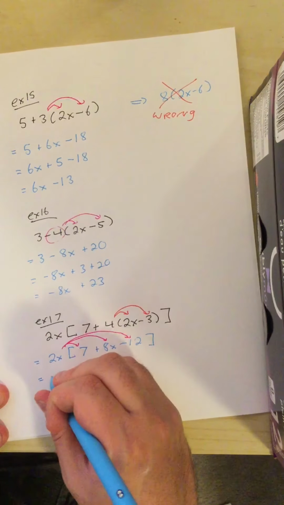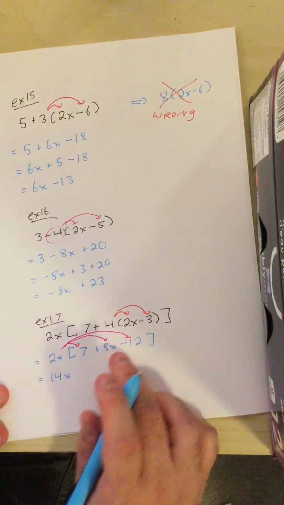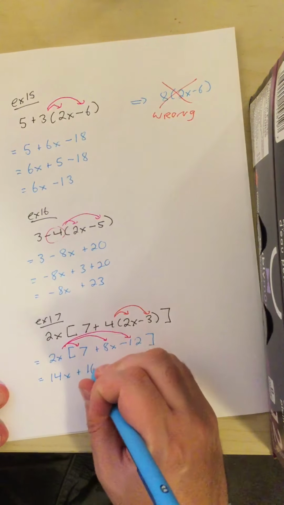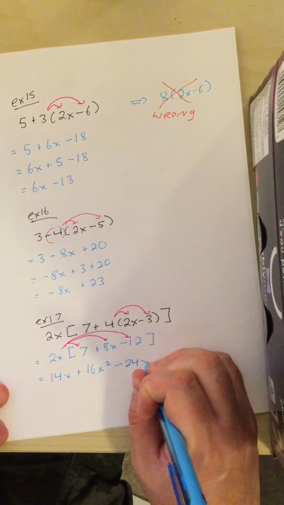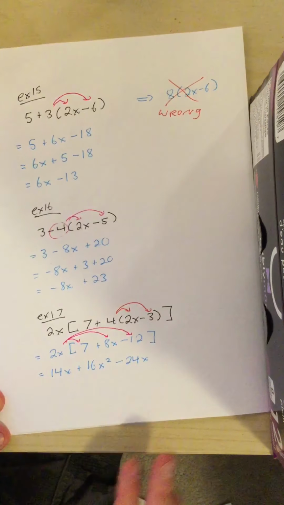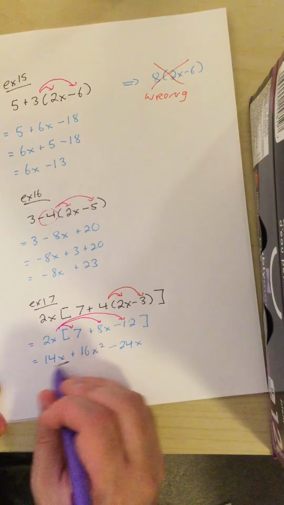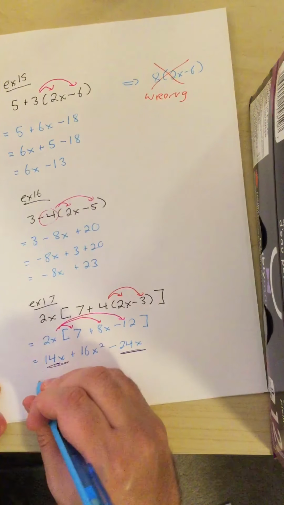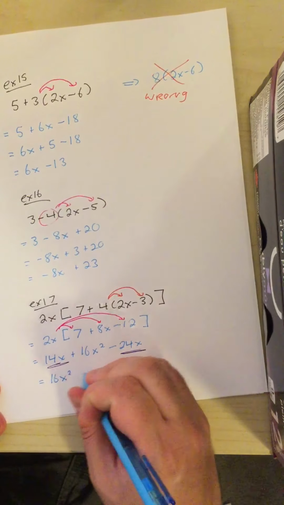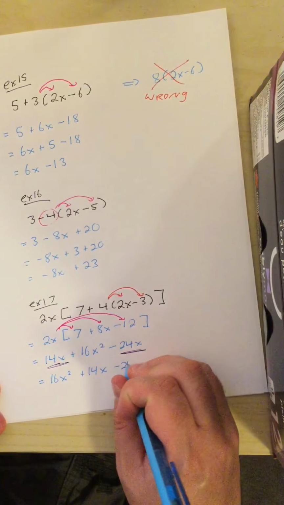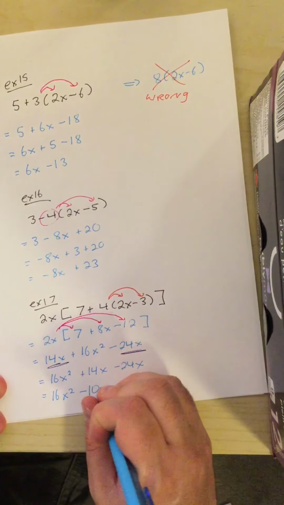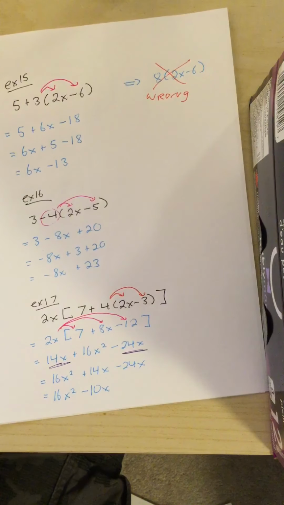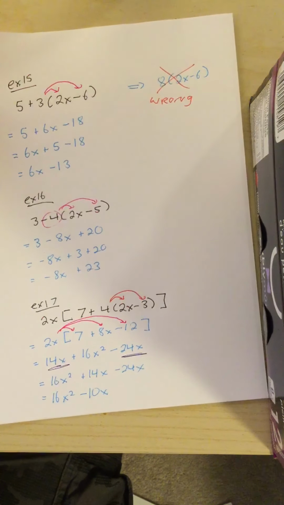So 2x times 7 is 14x. 2x times 8x, there's 2 x's there, so it's going to become 16x squared. 2 times negative 12 is negative 24, and then we're going to add the x. We're not done, of course, because these and this are like terms. So it's going to be 16x squared plus 14x minus 24x, which is 16x squared. 14 minus 24 is minus 10x. And that would be the answer to that one. And that's it.